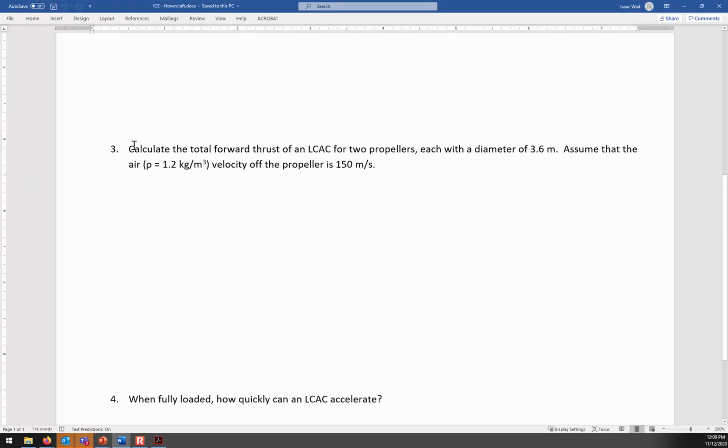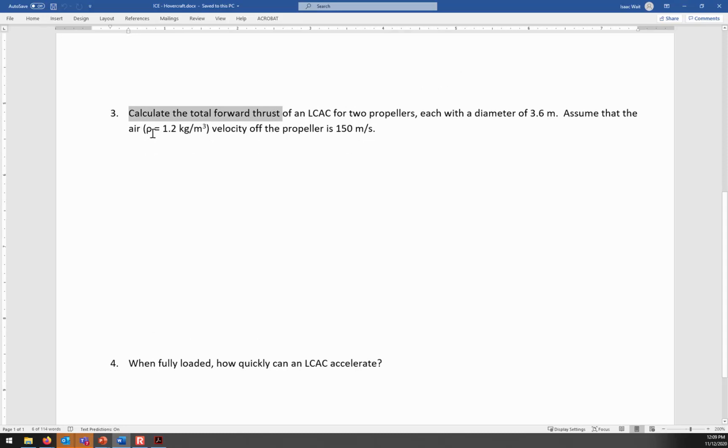All right. So calculate the total forward thrust of an LCAC if it has two propellers. Each have a diameter of 3.6 meters, and we're assuming an air density of 1.2 kilograms per meter cubed. The velocity off the propeller is 150 meters per second. All right, so the velocity of the air is given as 150 meters per second, but we want to know the mass flow rate. So remember, mass flow rate is volumetric flow rate, A times V, multiplied by density. So this is asking, what's the m dot? And then put the m dot into the momentum equation to find out the forward thrust.